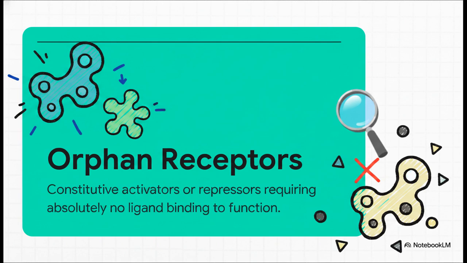PPR stands for peroxisome proliferator activator receptor. Much like the VDR, PPRs are heterodimer receptors, but clinically they are activated by highly targeted synthetic pharmacology. Orphan receptors, on the other hand, are fascinating. They act as constitutive activators or repressors. What does that mean? It means they require absolutely no ligand binding whatsoever to execute their function.